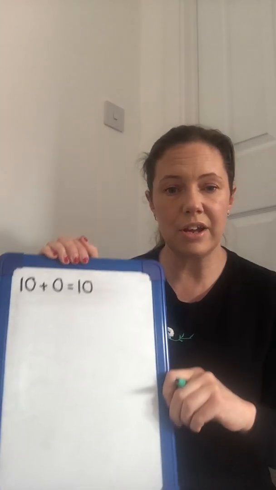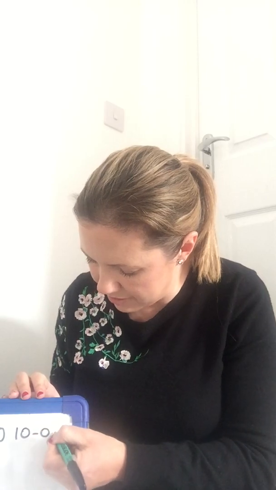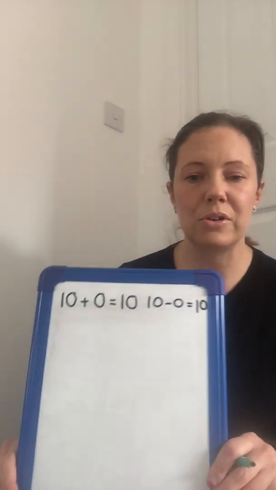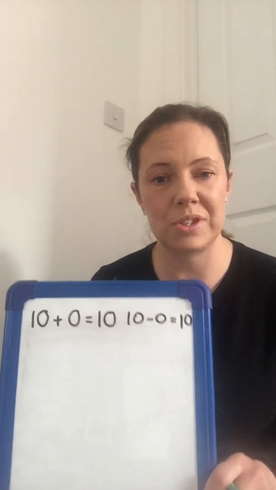Now, because I know that, I also know a subtraction fact, okay? Because if I've got 10 here and I take away the 0 part, I'm still going to have 10, because I haven't taken any away. 0 is nothing. So let me put on here 10 take away 0 equals 10. And we know that because we know that 10 add 0 equals 10.